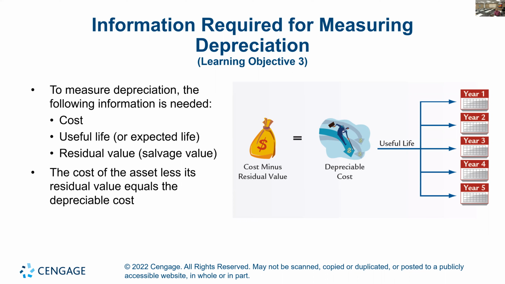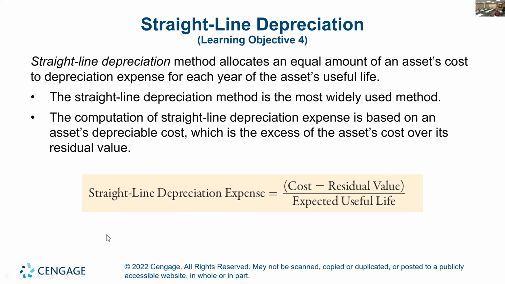Okay, it says here the cost of the asset less its residual value equals the depreciable cost. That is true for a couple of our methods, but in one of our methods it's not, so you kind of ignore that statement for now. So straight line. Straight line does exactly what its name implies. We are going to take the original cost of this asset and depreciate it in a straight line method, meaning every month, every year, we are going to just take the same percent of the cost off.